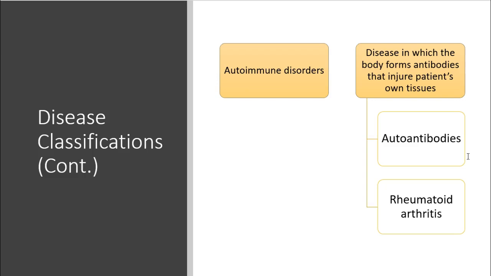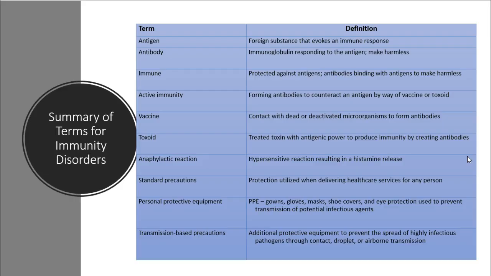Autoimmune disorders. So it's a disease in which the body forms antibodies that injure the patient's own tissues. So autoantibodies, and an example of that is rheumatoid arthritis, where the body is attacking itself. Not good. All right, here's some of your terms for your immune disorders.